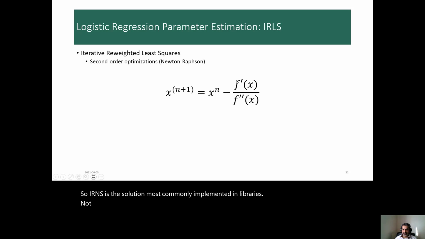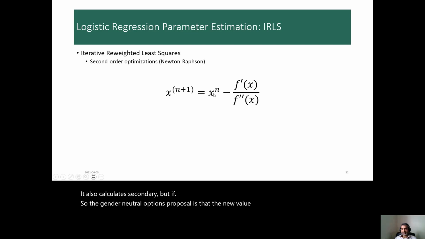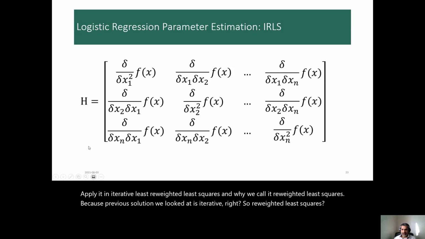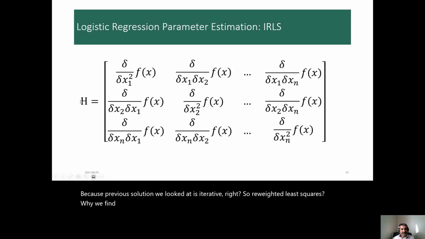It not only needs the first derivative of the likelihood function that we have, it also calculates the second derivative. So the general Newton-Raphson proposal is that the new value of the weight will be the previous value minus the ratio of the first and second derivative. And this is the abstract idea. How we apply it in iteratively reweighted least squares, and why we call it reweighted least squares, because the previous solution we looked at is iterative, right? We'll find the explanation shortly.